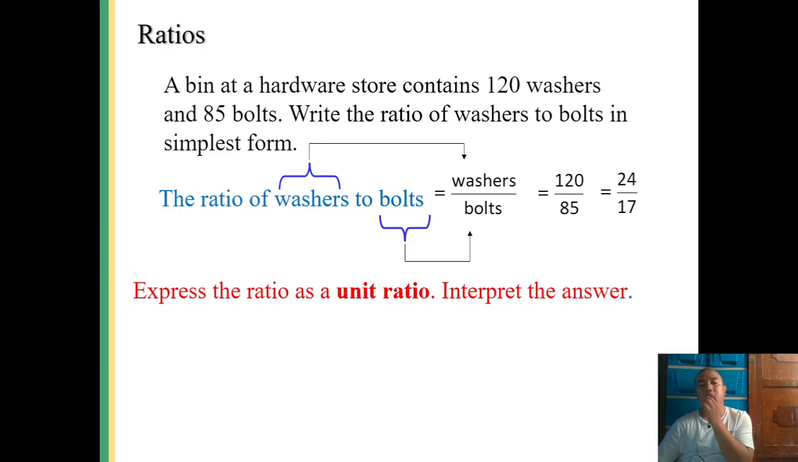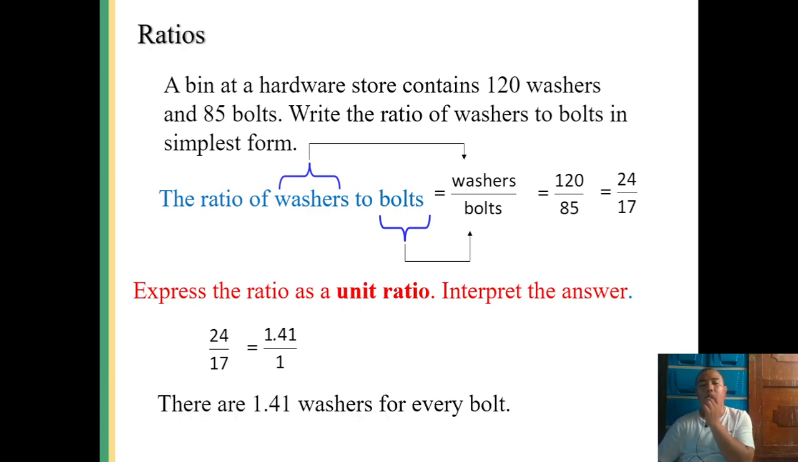Now express the ratio as a unit ratio and interpret the answer. So, 24 over 17. Let us divide 24 by 17, which is equivalent to 1.41 over 1. Just divide 24 by 17, which is 1.41, and the denominator is 1. That is what we call a unit ratio. So there are 1.41 washers for every bolt.